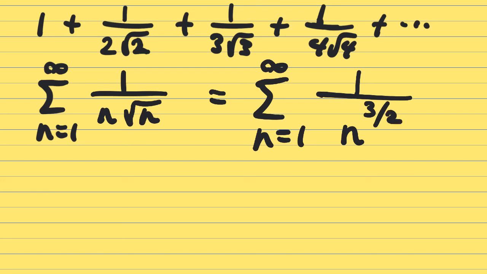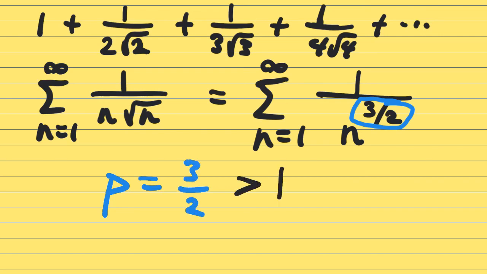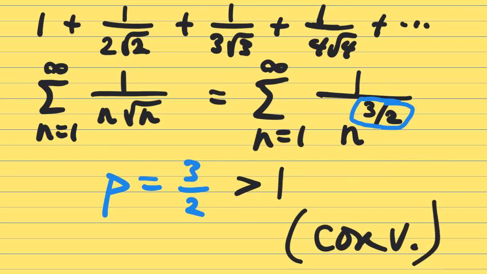So we were able to write this series in the p-series format, which is good, because now you look at the power. p equals 3 halves, and because that's greater than 1, we have a convergent series. Very good. That's right. Convergent. Good job.